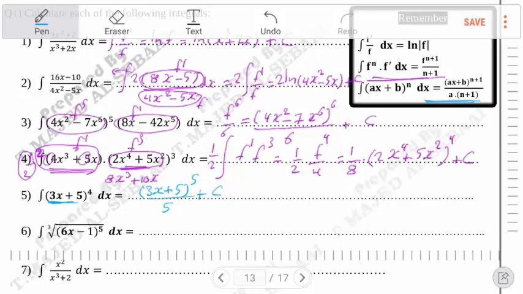Question 6. Question 6 is, this is linear, but the question is... Teacher, isn't the 3 left over? Yeah, I'm sorry. 5, 3 here, yes. I'm sorry. So it's going to be 1 over 15, 3x plus 5 to the power of 5 plus c. That's right.